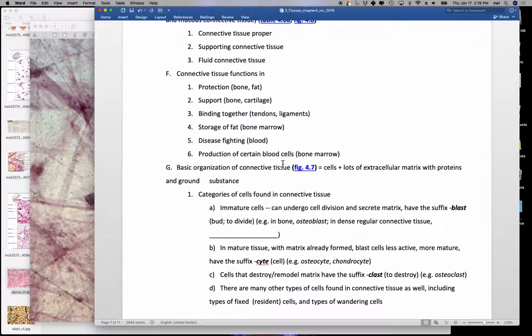So is this a comprehensive list of connective tissue functions? No, of course not, right? It's just like, hey, it does a lot of things. Look at all the stuff that it does, right? That's what we're trying to accomplish here.